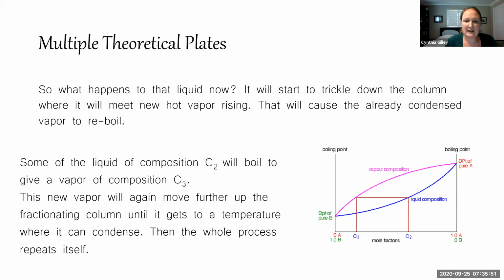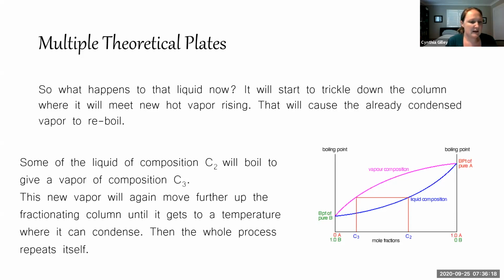So what happens to that liquid now? It will start to trickle down the column where it will meet new hot vapor that is rising up the column. That will cause the already condensed vapor to reboil. So it doesn't trickle all the way back down because of the hot vapor that is coming up to meet it. And that's critical. Otherwise, we would not get multiple vaporization condensation cycles in the fractionating column.